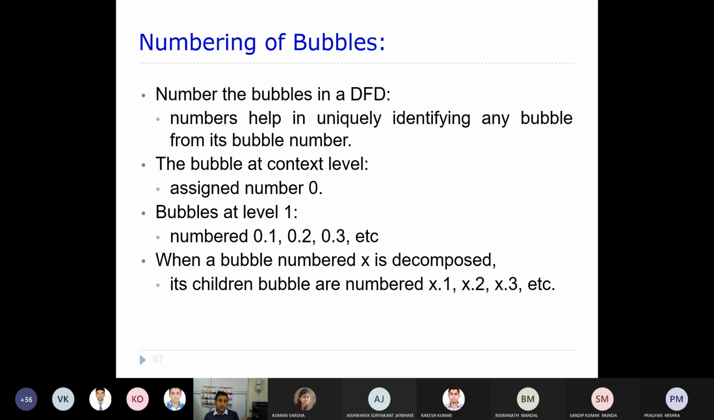So the numbering of the bubbles, you understood. Your context level starts with 0, and your level 1 starts with 0.1, 0.2 and so on. The next levels may be 0.1.1, 0.1.2 this way. So that way you will be decomposing and giving the numbers, right?